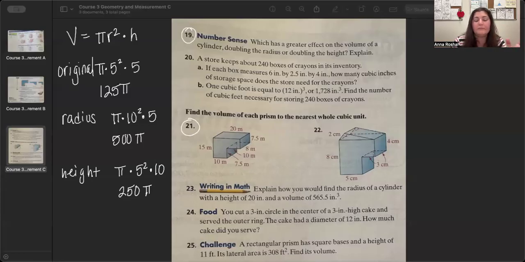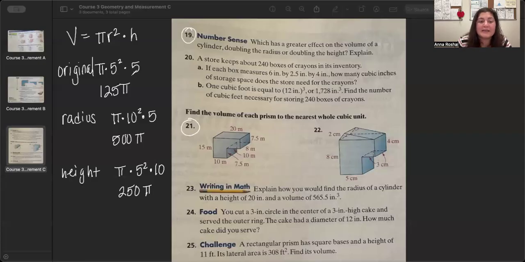So I decided to choose a number that is somewhat easy, but also not 1 or 2. I know my 5 times tables, those are pretty easy for me, so I decided to choose 5. I could have just as easily chosen 4 or 6 or 12 or 5,000, whatever. Any number would have worked, and any number would have given you the same answer, that doubling the radius is going to be greater than doubling the height.